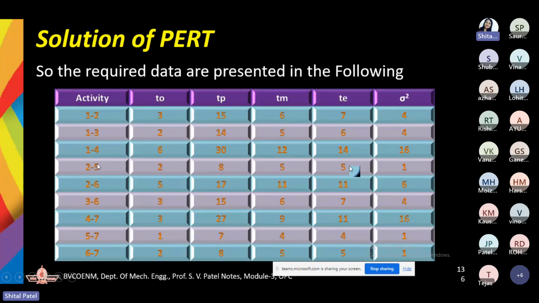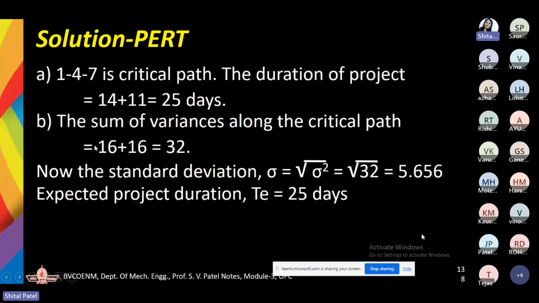Okay. So what is the sigma square of 1 to 4? 16, right? And what is the sigma square of 4 to 7? It is 16. So you need to make a summation of both these, that is 16 plus 16, right? So here the sum of variance along the critical path is 32. 16 plus 16, 32.